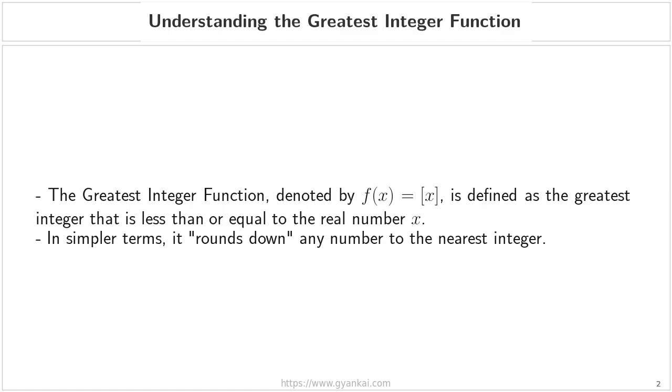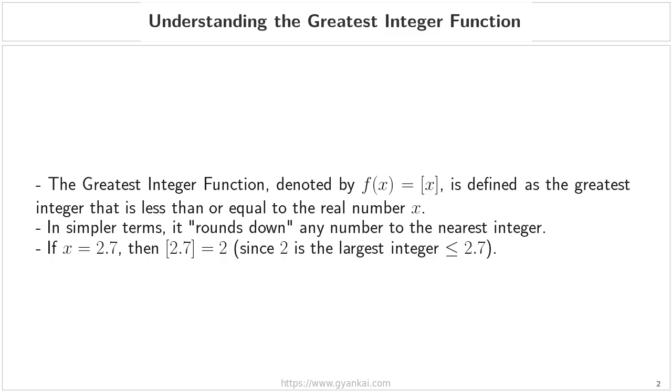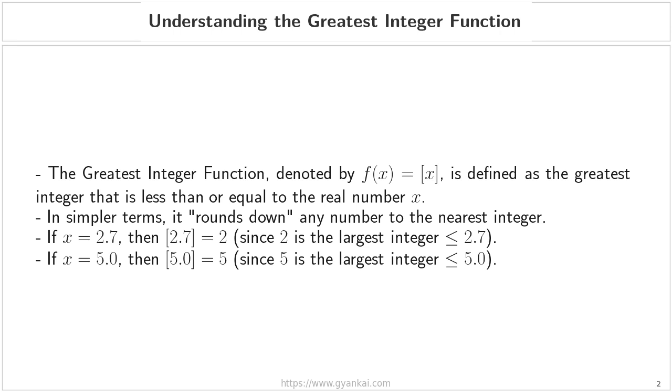Let us look at a few examples to make this clear. First, if x equals 2.7, then the greatest integer function of 2.7 is 2, because 2 is the largest integer that is less than or equal to 2.7. Next, consider a case where x is already an integer, such as 5. In this instance, the greatest integer function of 5 is simply 5, since 5 is the largest integer that satisfies the condition of being less than or equal to 5.